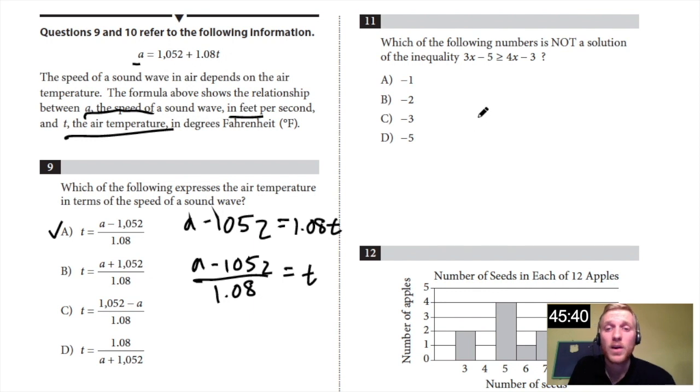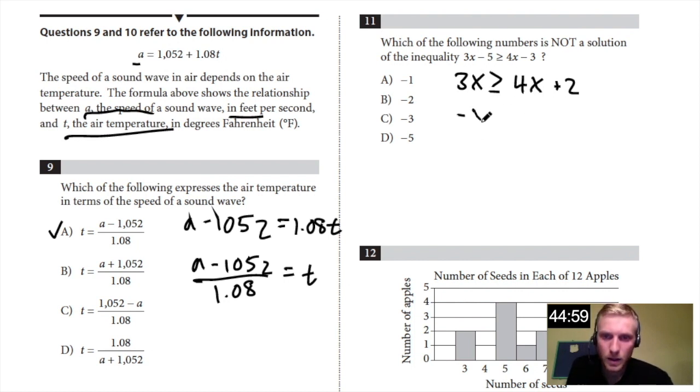Anyway, which of the following numbers is not a solution of the inequality 3x minus 5? Okay, so to find out what is not a solution, let's first find out what is a solution. So we can say 3x, and we're going to add 5 to both sides of our inequality. So negative 5 plus 5 is just 0, of course. So we can say 3x is greater than or equal to 4x, and 5 plus negative 3 is equal to positive 2. Let's see, we can subtract 4x from both sides.